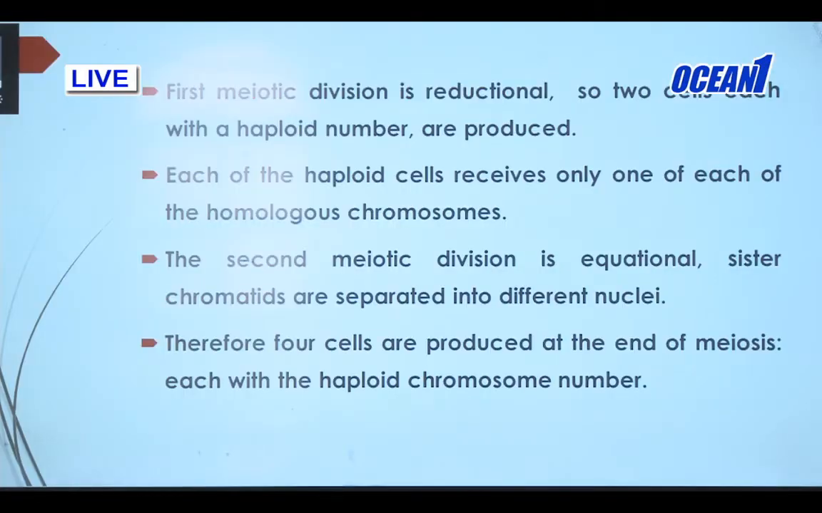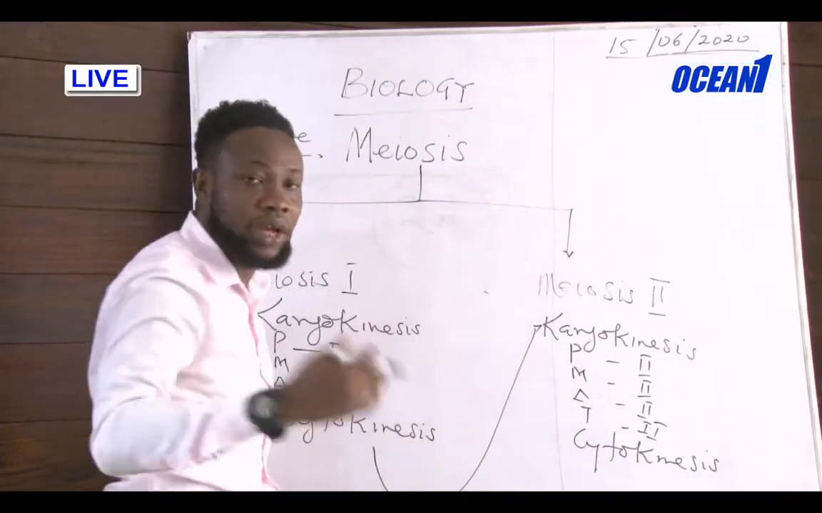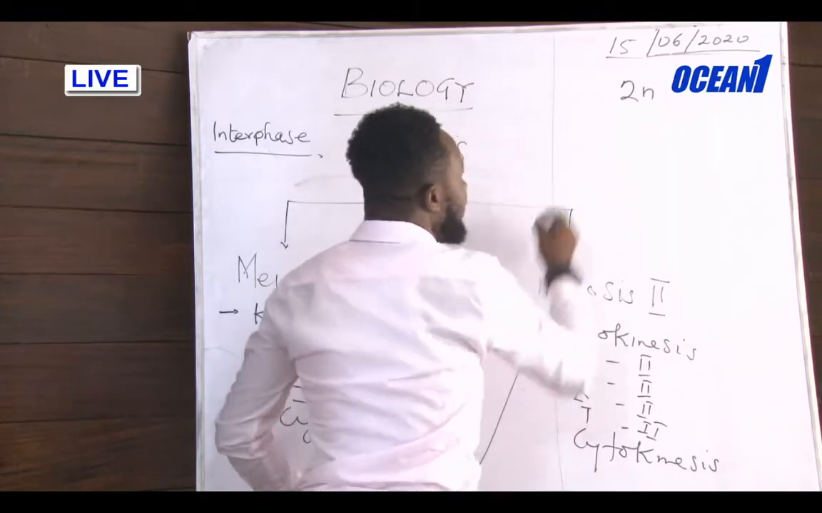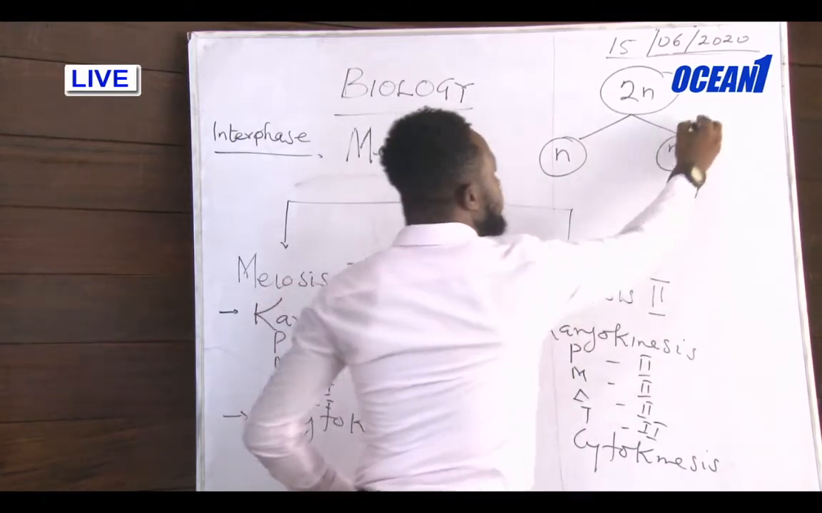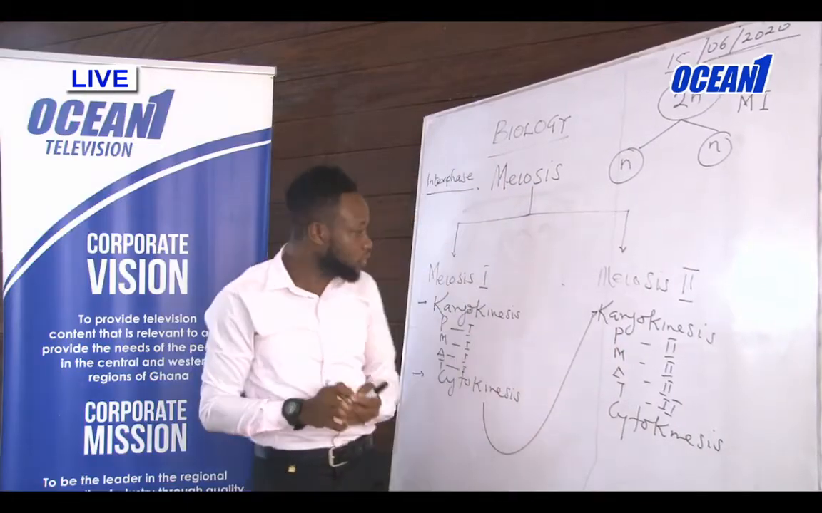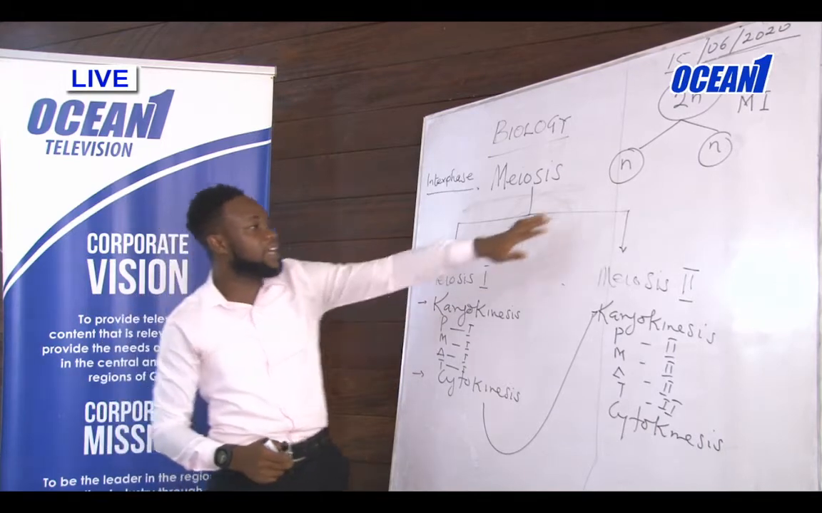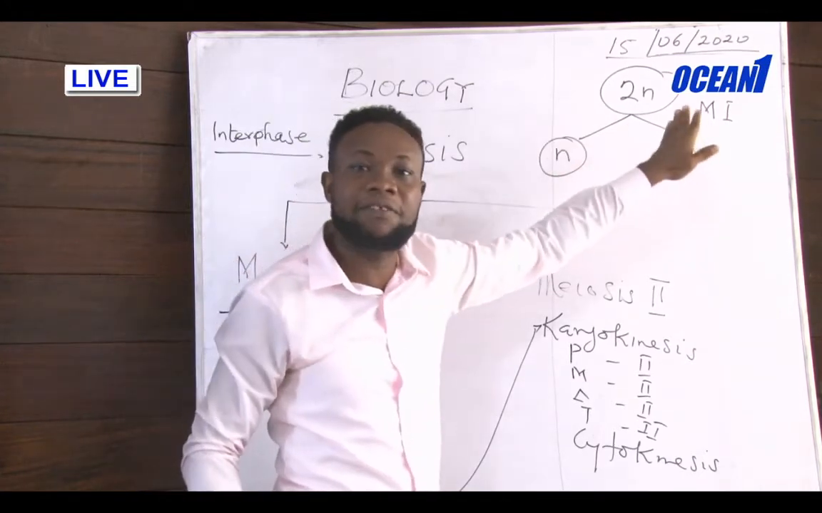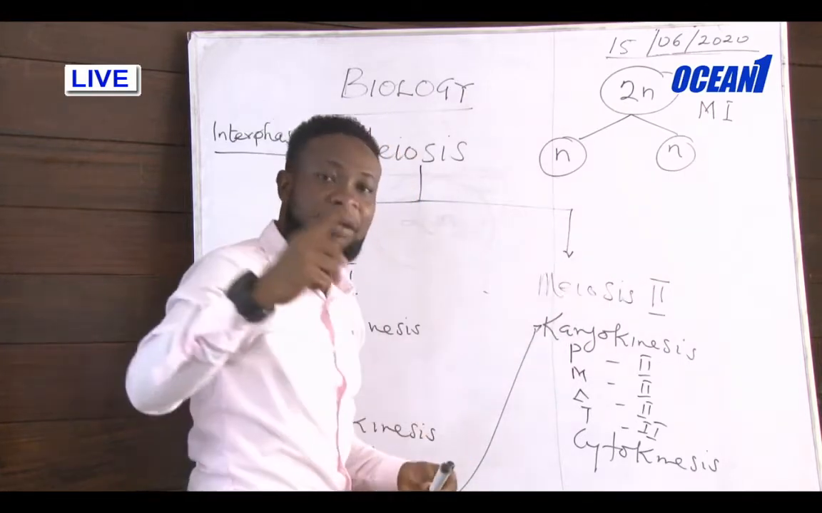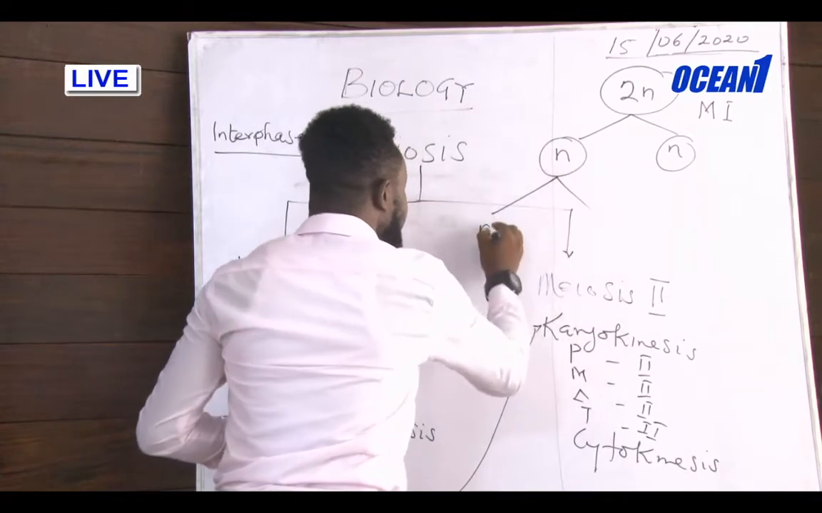So we say that each of the haploid cells receives only one of each of the homologous chromosomes. So in a nutshell, based on the diagram I did earlier on, you could realize that the first meiotic division is a reductional division. That is to say, please permit me to write here because we are going to use this to explain further. So when we take our diploid cell, this diploid cell divides into a haploid cell. So this will be my meiosis 1. So during meiosis 1, my diploid cell is divided into this. So you could see that there is a haploid number. So the first phase of meiosis is called a reductional phase. Now you could see that in meiosis 2, what will happen is that this further divides and gives me another haploid number.